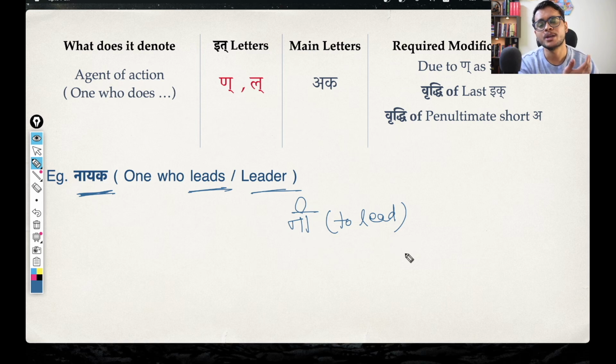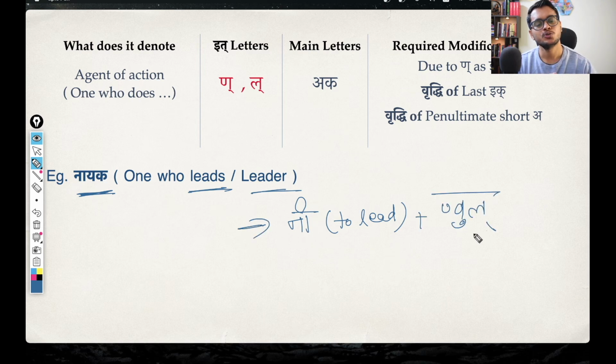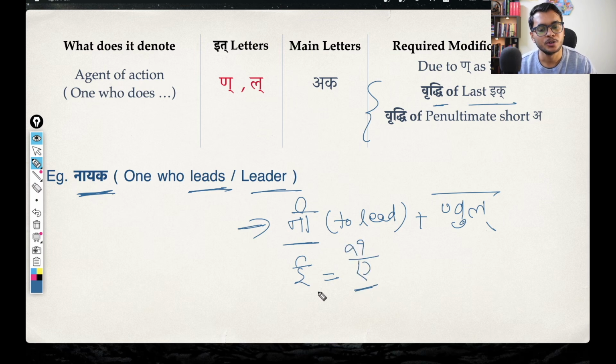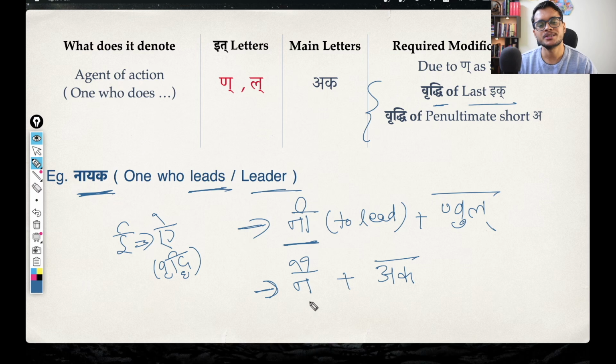Okay, to take away, to carry. But ni dhatu also means to lead. And since we are modifying this dhatu using nuval pratyay, we know certain modifications will happen. So, vriddhi of last ik. Here as the last vowel you have this dirgha i. And the vriddhi of dirgha i is ai. We know that the vriddhi of i vowel is ai. So this ni dhatu changes into nai.